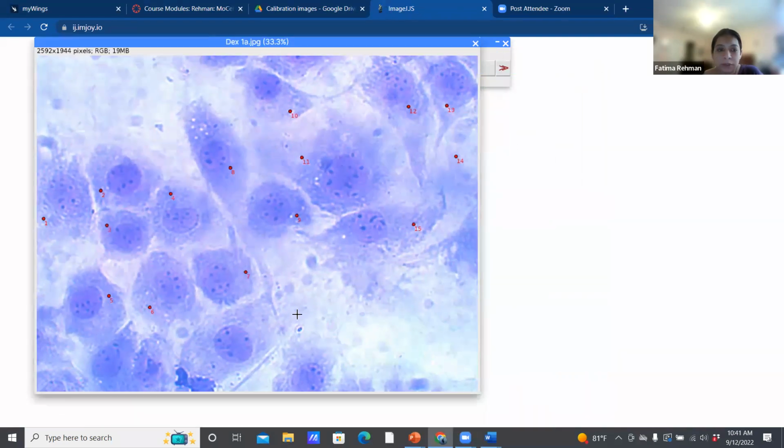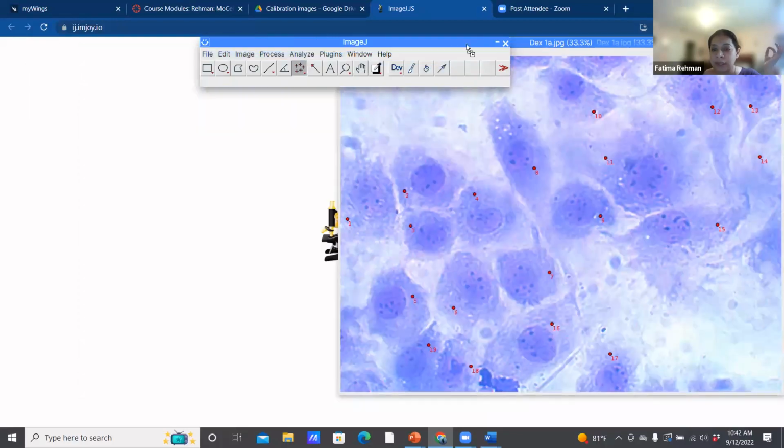I can't see all the image. I'm gonna make sure I don't miss any cells. If you miss something, it's okay. You can go back and catch them. You wanna catch all the cells that have both the cell and the nucleus there. These ones on the side that you cannot fully see, you don't need to count.